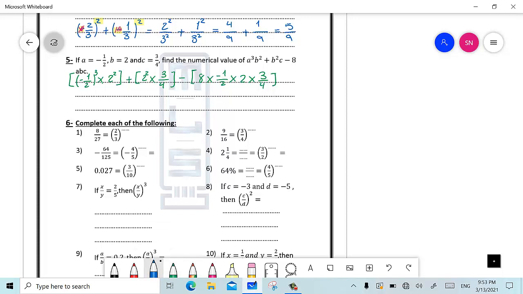So here I have a negative number raised to an odd power. So the negative number is going to remain as it is. So it is negative 1 to the power of 3 is 1, and 2 to the power of 3 is 8, times 2 to the power of 2, which is equal to 4. And then plus 2 to the power of 2, which is equal to 4, times 3 over 4. And then I'm going to find the answer of 8 times negative half times 2 times 3 over 4, which is going to be equal to negative 6.